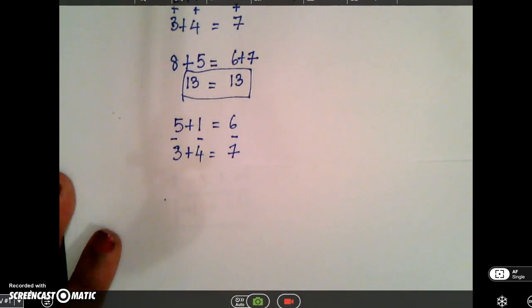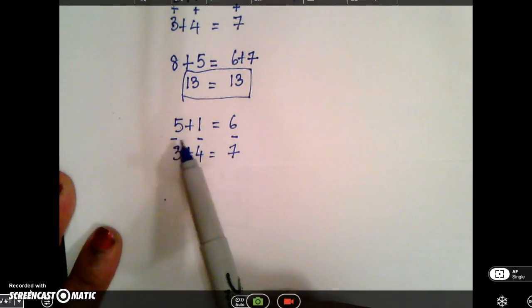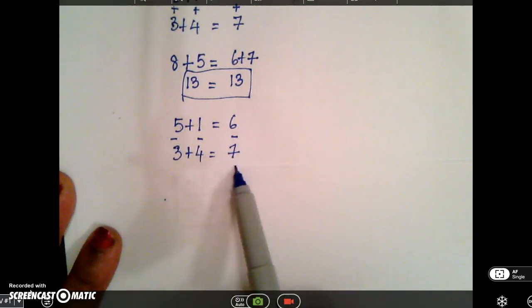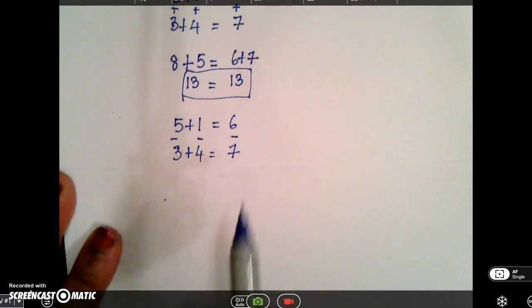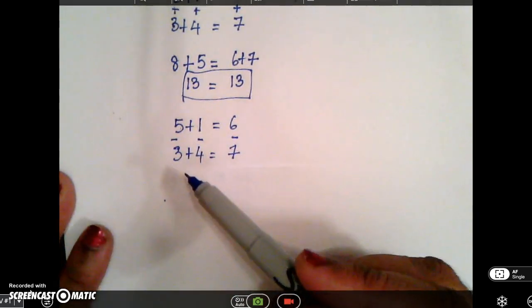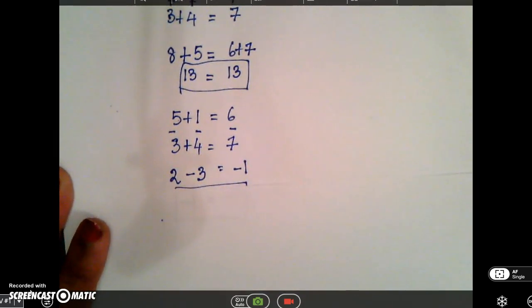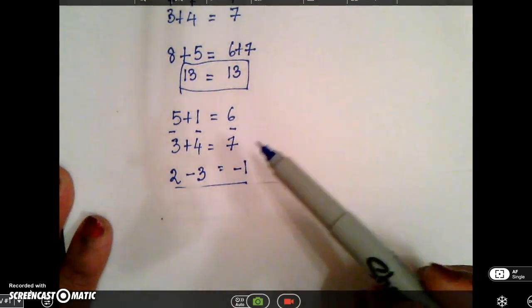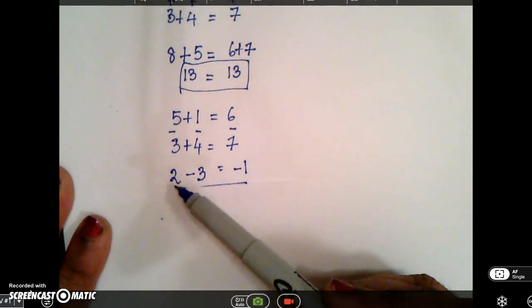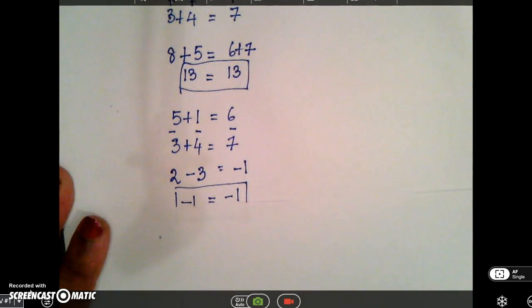Now let's say I want to subtract the two equations. 5 plus 1 equals 6. 3 plus 4 equals 7. I'm subtracting the two equations. 5 minus 3 will give me 2. And 1 minus 4 will give me a negative 3. And 6 minus 7 will give me a negative 1. 2 minus 3 is negative 1. So negative 1 equals negative 1. My equation still remains true. So this is the property that we are going to use in our elimination.